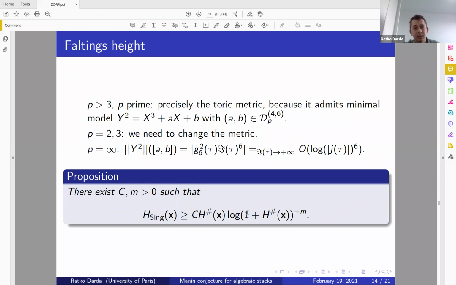This means that if you manage to prove the Northcott property for toric heights, it will also imply it for the singular heights. The Northcott property for toric heights is true, but it's a non-trivial result.